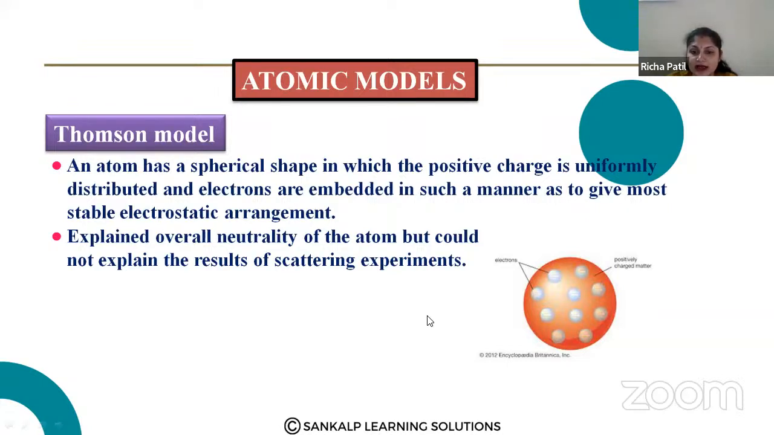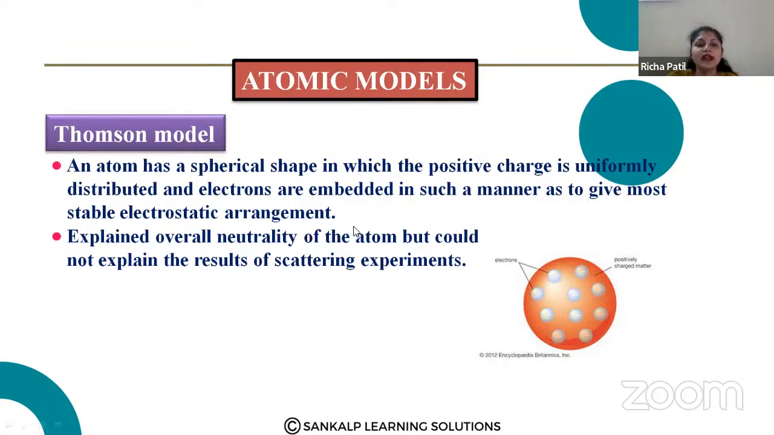Now, what do you mean by electrostatic arrangement? Electrostatic is the force of attraction between positive and negative charges. Whenever you have like charges, they repel, and whenever you have unlike charges, they attract. The positive charge is protons, which are distributed uniformly, and electrons are negative charges. The electrons are placed in such a way that there is some attraction between them.